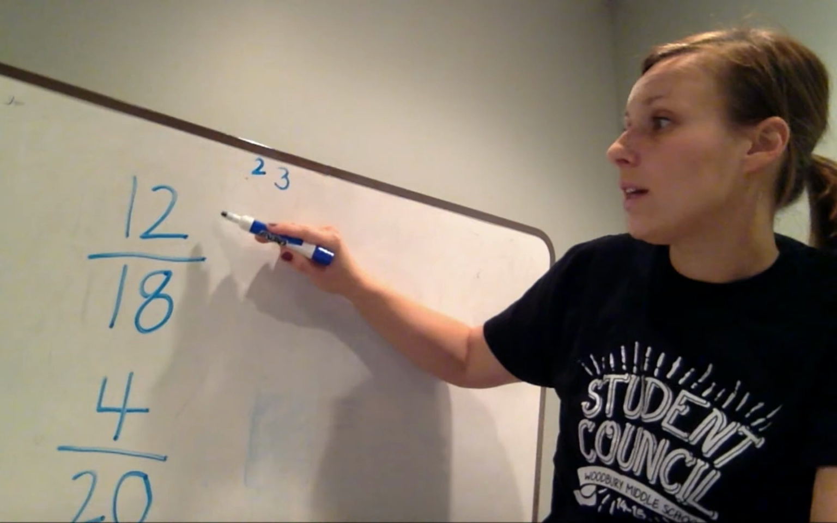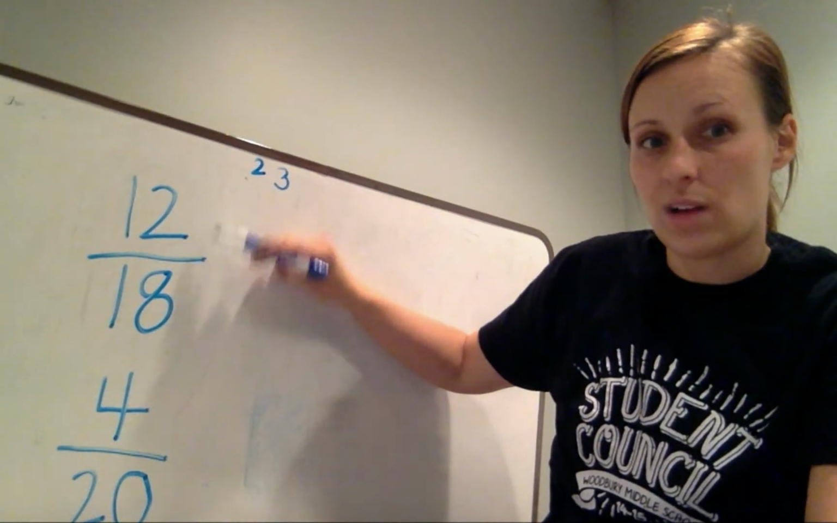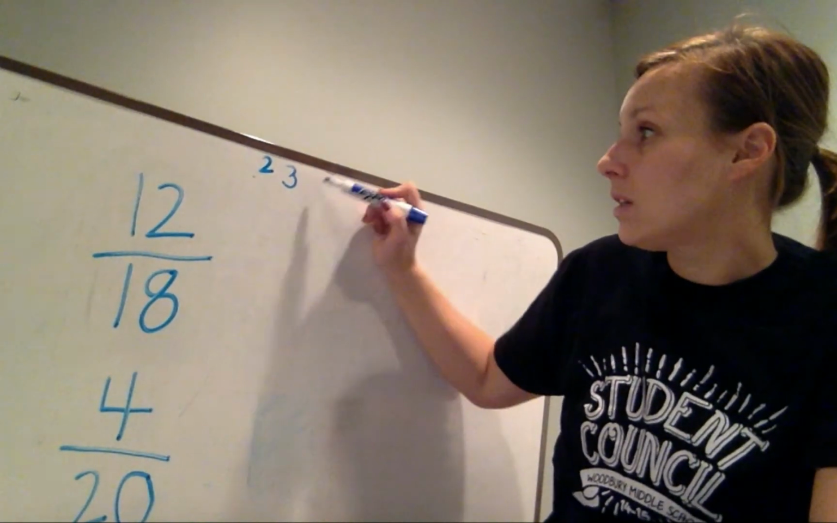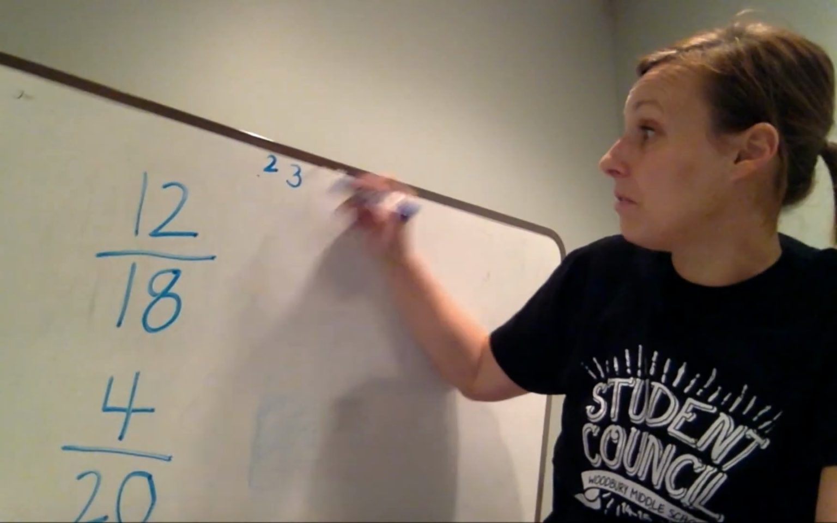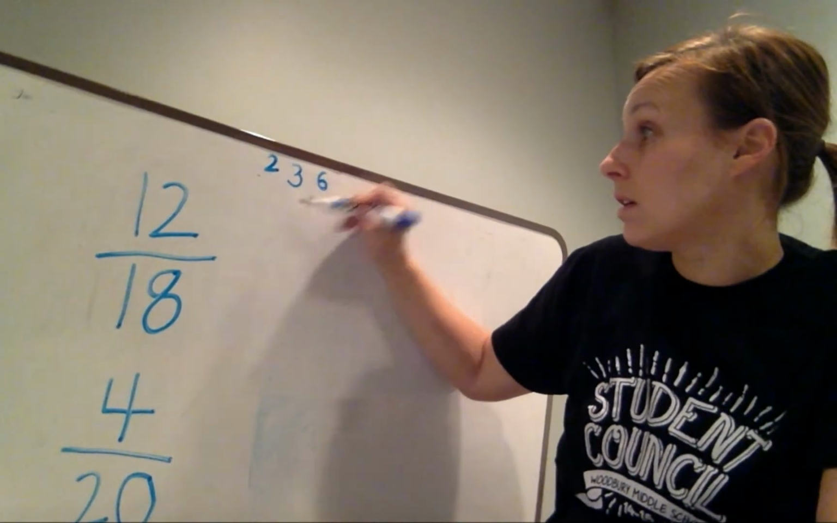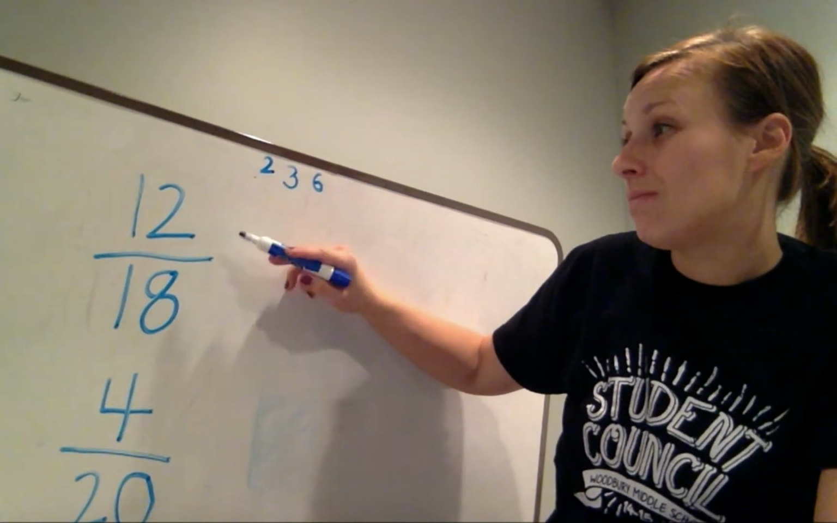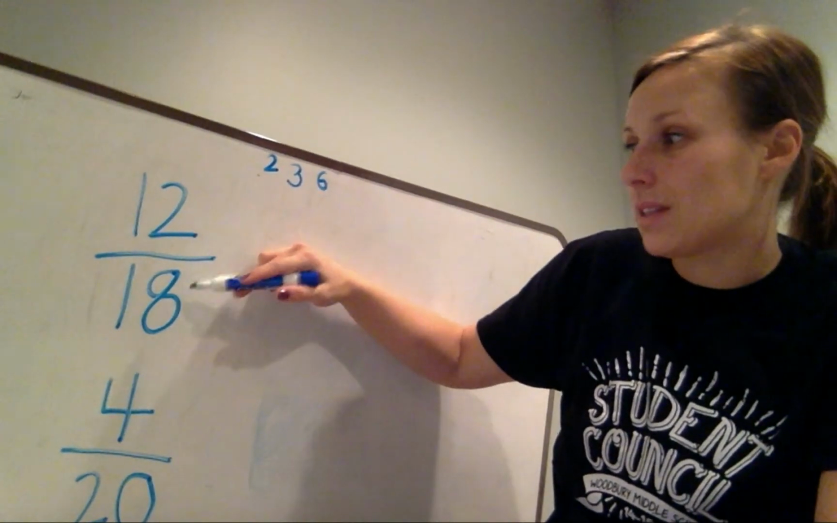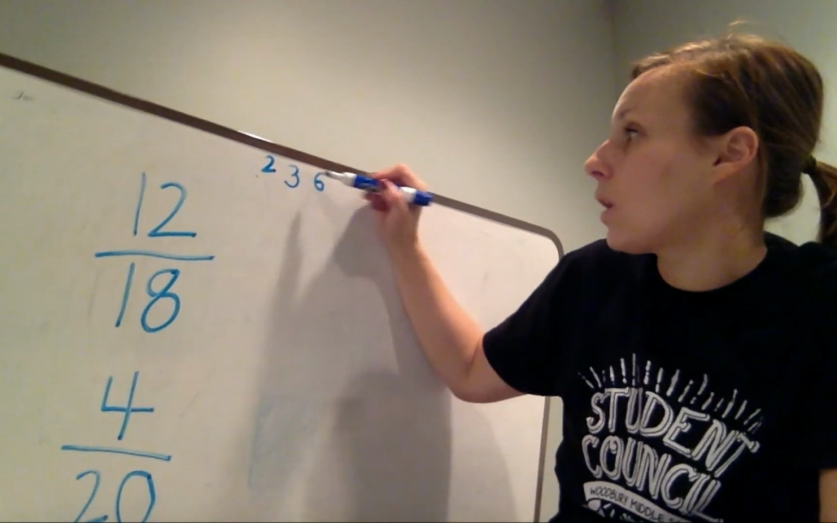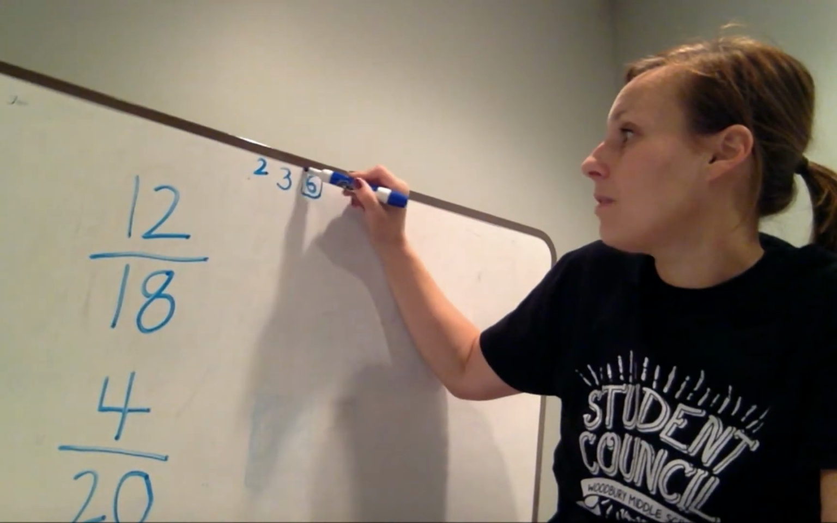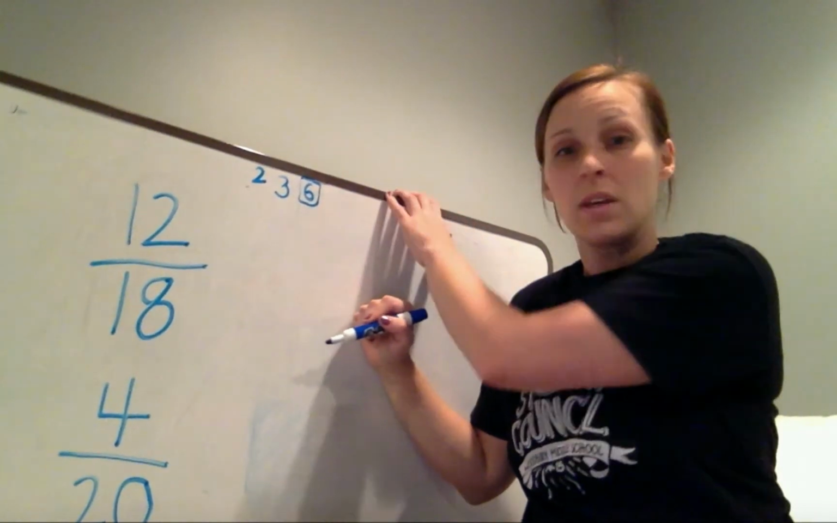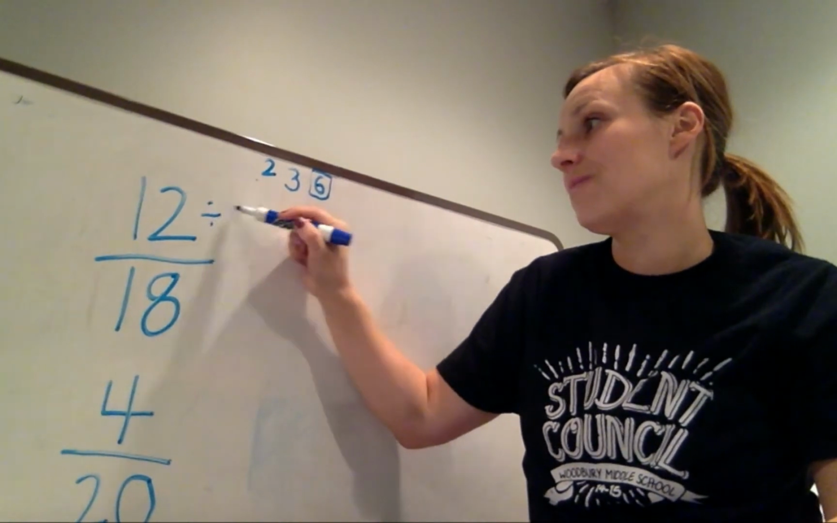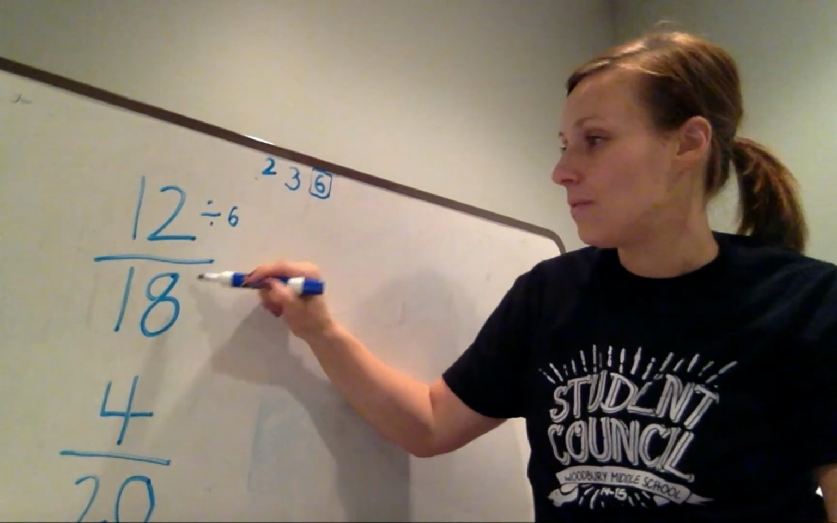Let's see, 4 is a factor of 12, but it doesn't go into 18, so that one's not going to work. 5, nope. 6 goes into 12, it also goes into 18. 7, nope. 8, nope. 9, 10, 11, nope. 12 goes into 12, but it doesn't go into 18, so I think I've gone as high as I can go. So we want to use the greatest common factor to help us simplify this fraction. And the way that this works is that we take that greatest common factor and we divide it out.